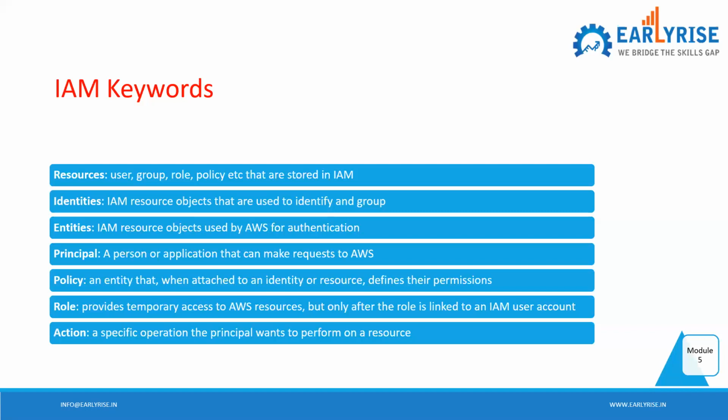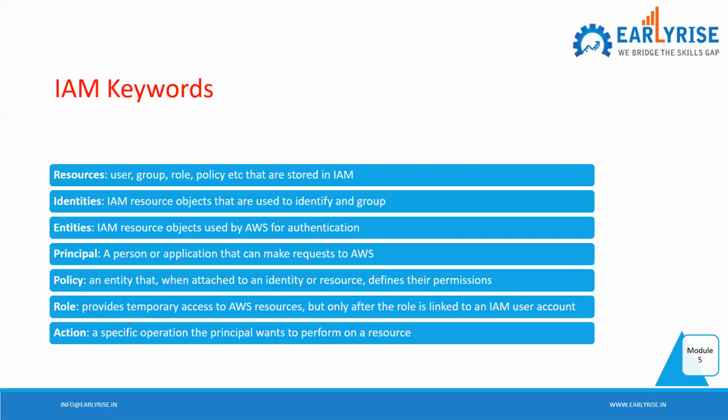Principal is a person or application that can make requests to AWS, right? So it can request AWS for certain operations on certain AWS resources. So I want to do this on that object. I want to read a bucket. I want to write to an object. So like that, some requests will be coming. Who will be making that request? Either a person or an application, right?